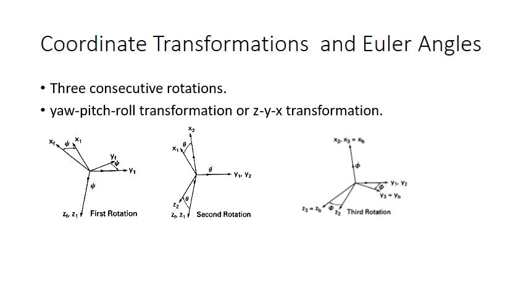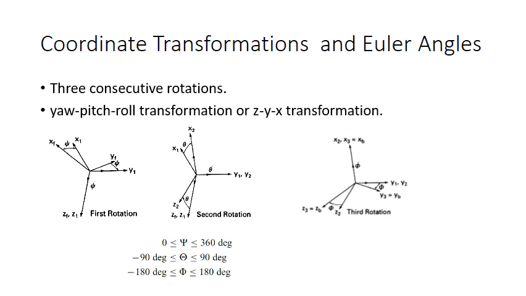The accepted limits on the Euler angles are as follows. Psi ranges between 0 and 360 degrees. Theta ranges between minus 90 degrees and positive 90 degrees. This is the pitching angle. And the roll angle phi ranges between negative 180 degrees and positive 180 degrees.